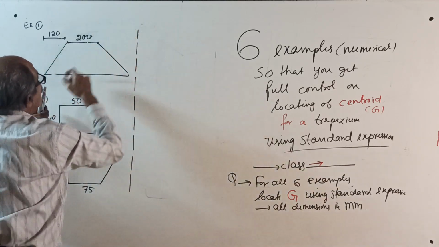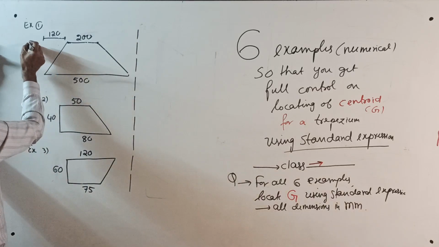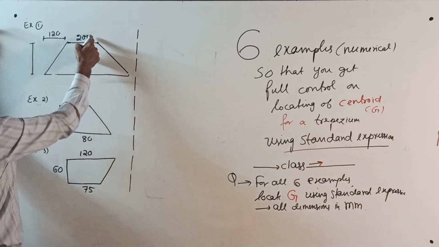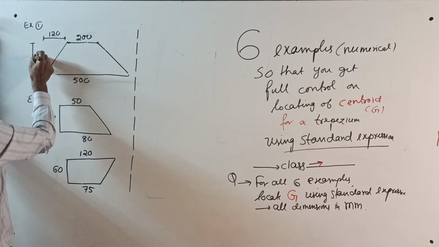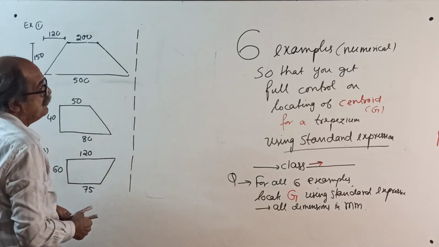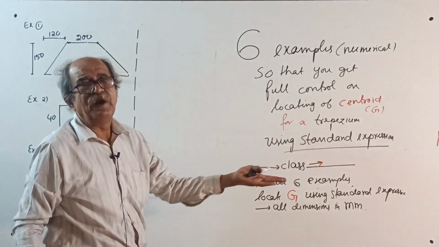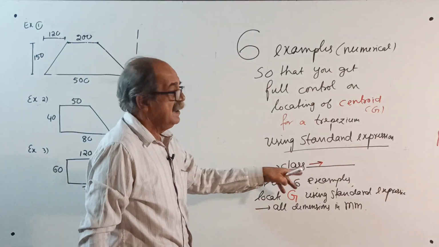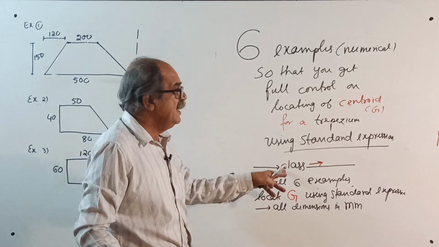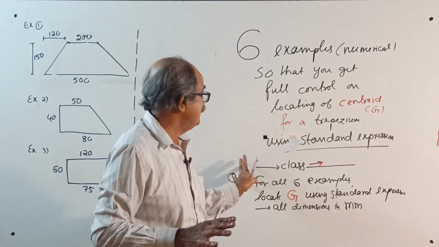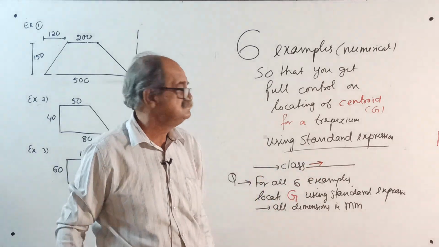Some height, whatever I want I can give. 200, 150, 150. Okay, 150 over. Anyway, when I calculate, I can make out. Right here. Other distance, today we will not do it because today our work is only using standard expression.